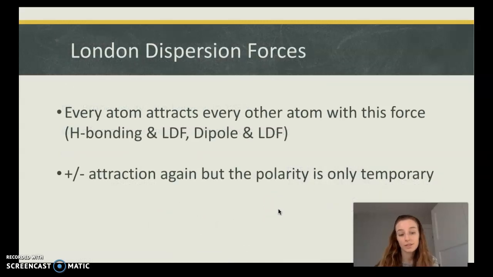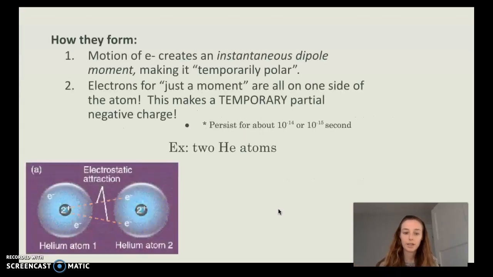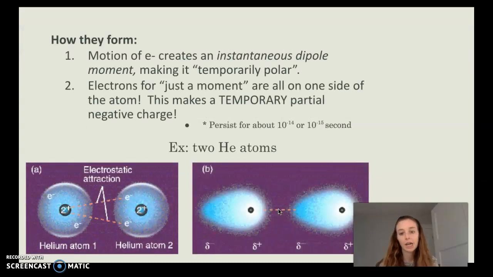And again, this is just saying that every atom attracts every other atom with this force, a positive and a negative attraction, but the polarity is only very temporary. So the slightly positive and slightly negative ends are attracted, but this is just a temporary idea. We're not going to talk too much about how they form, but if you're interested, you can pause the video and look at this.